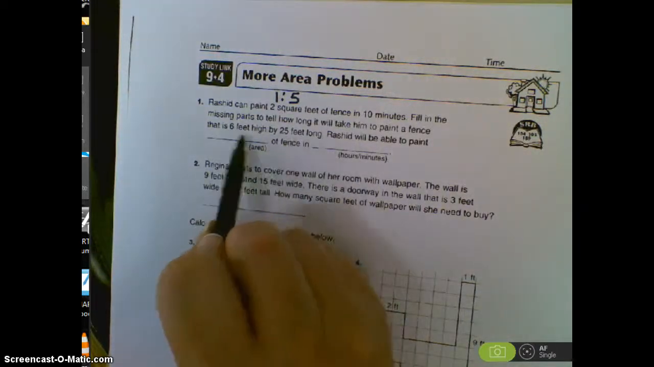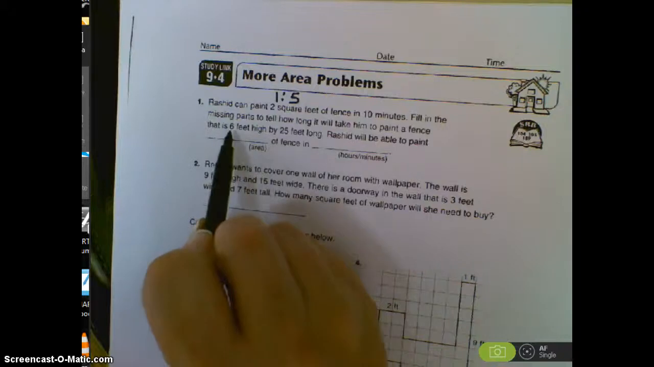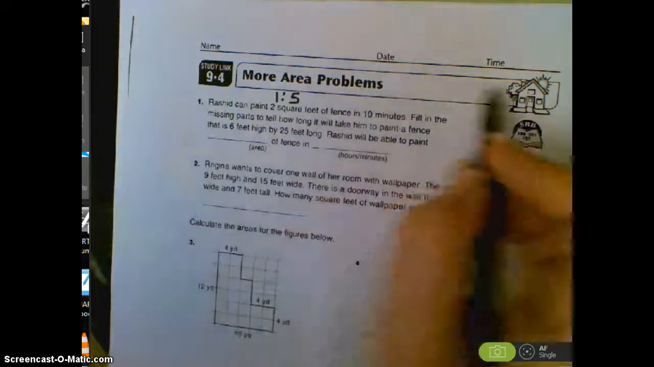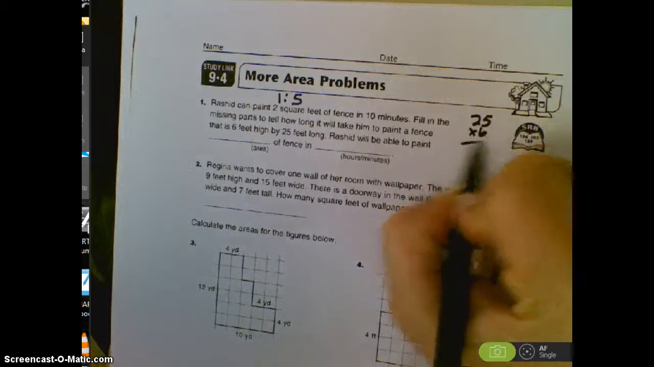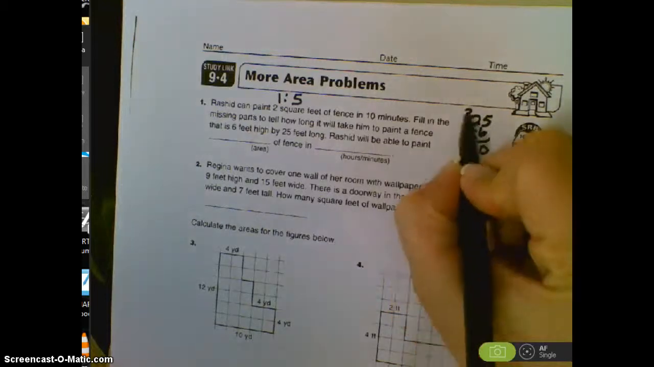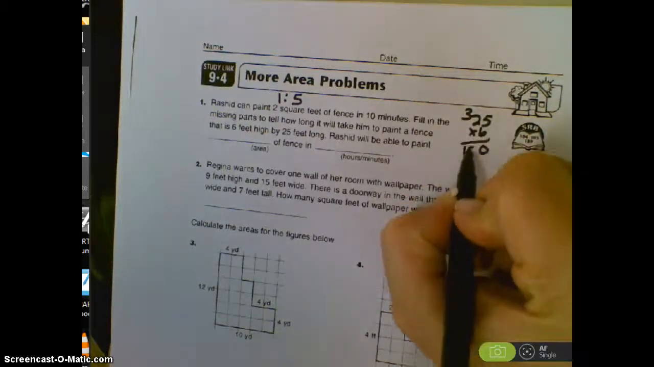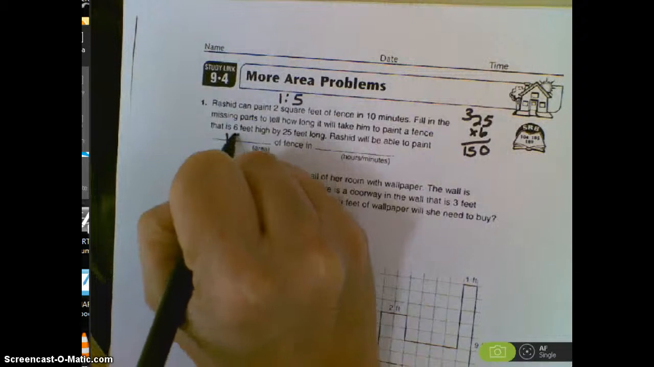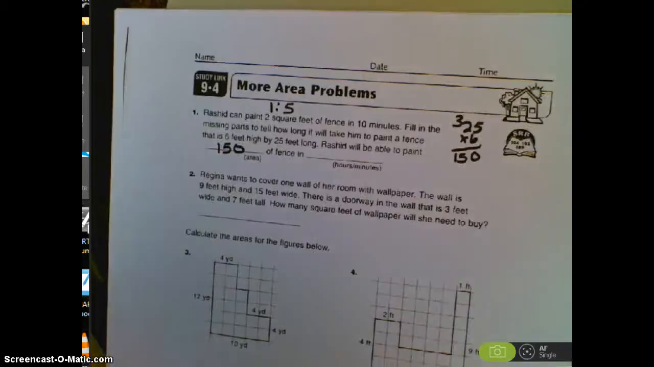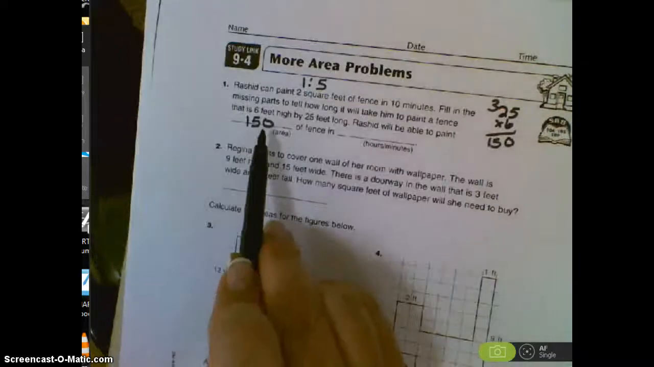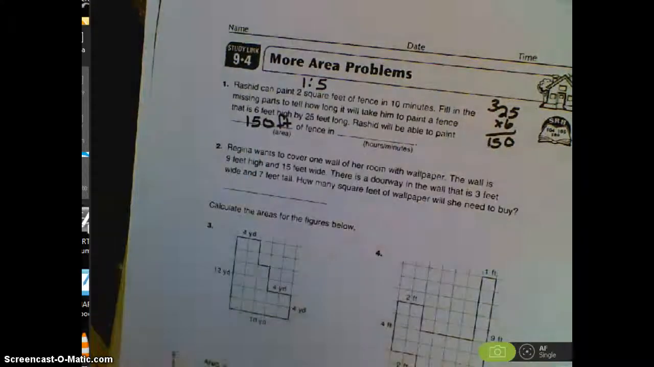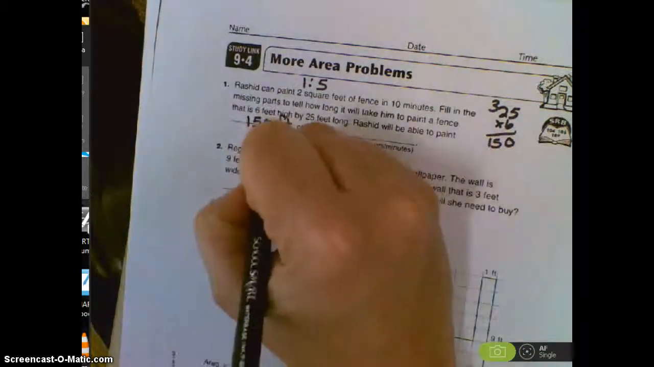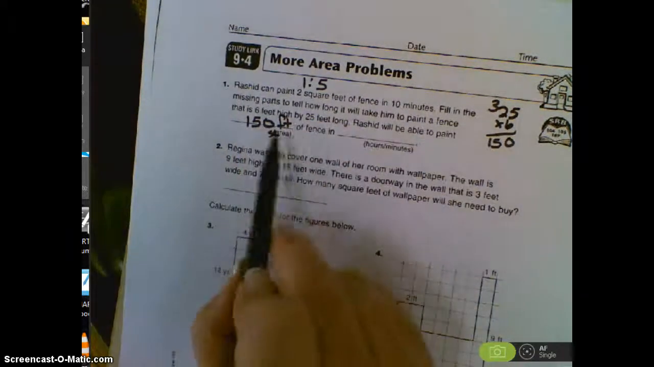Well, we need to figure out the area of that fence. If it's 6 feet by 25 feet, we need to multiply 25 times 6. And we get 150 when we do that. 25 times 6, so 150, and our unit was feet. So we'll keep it that, 150 square feet. If we wanted to be specific, we probably should say of fence.